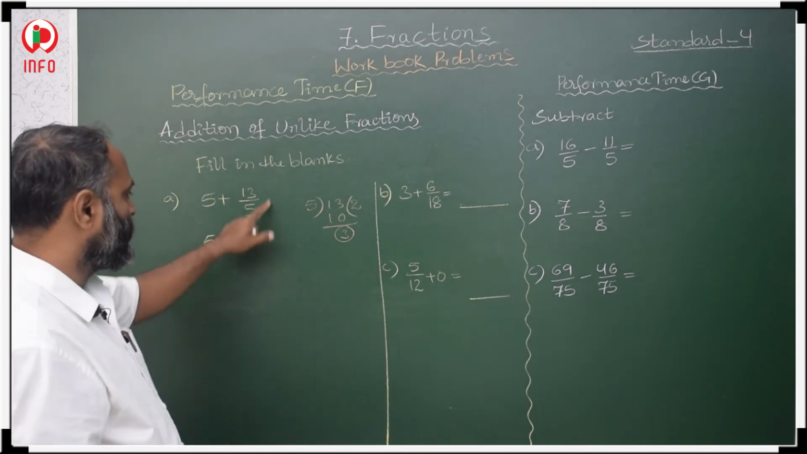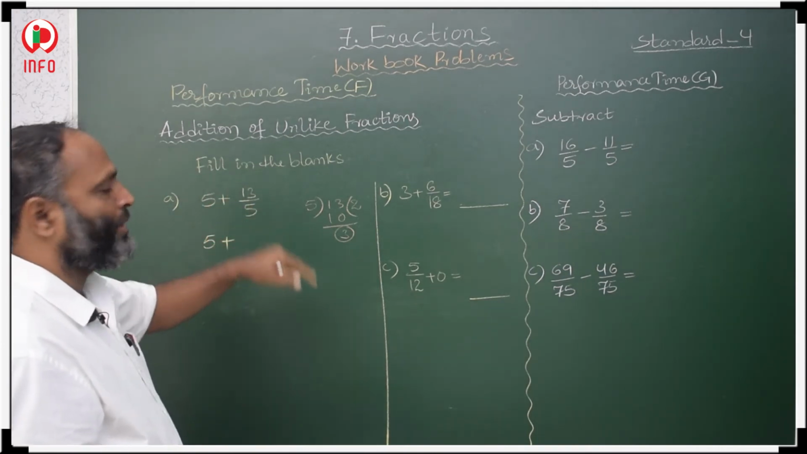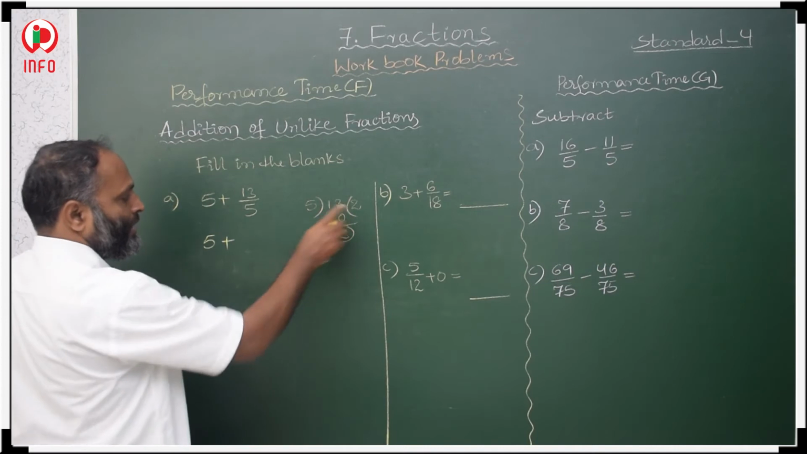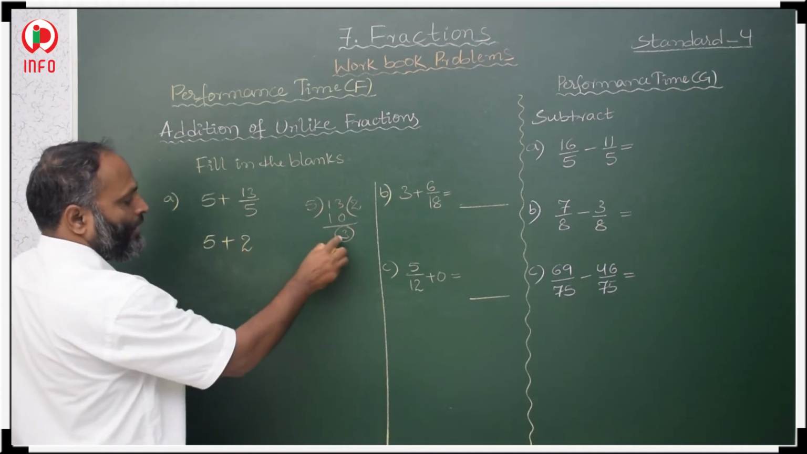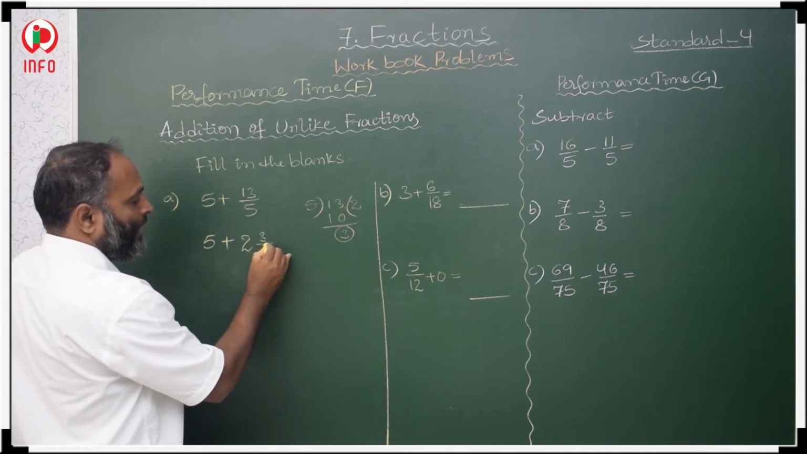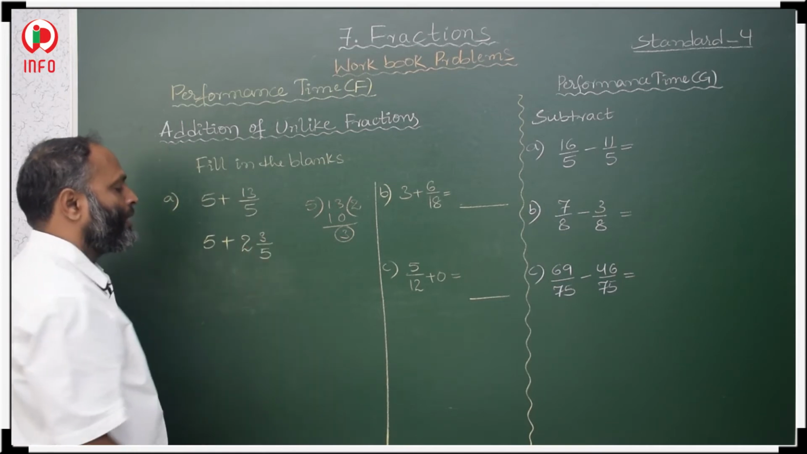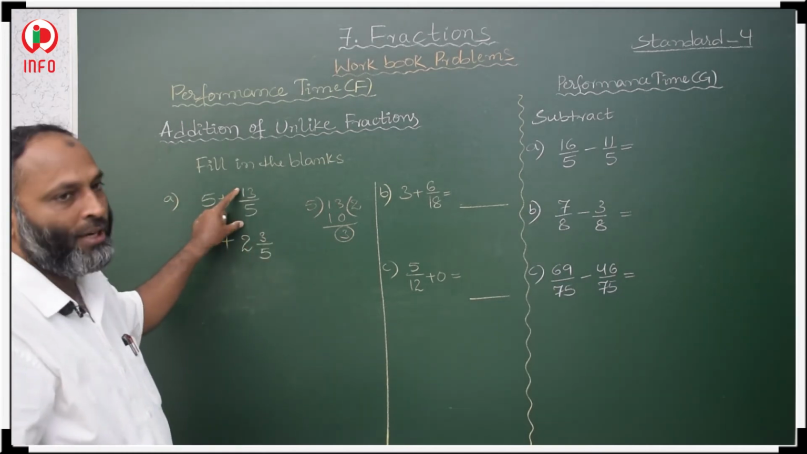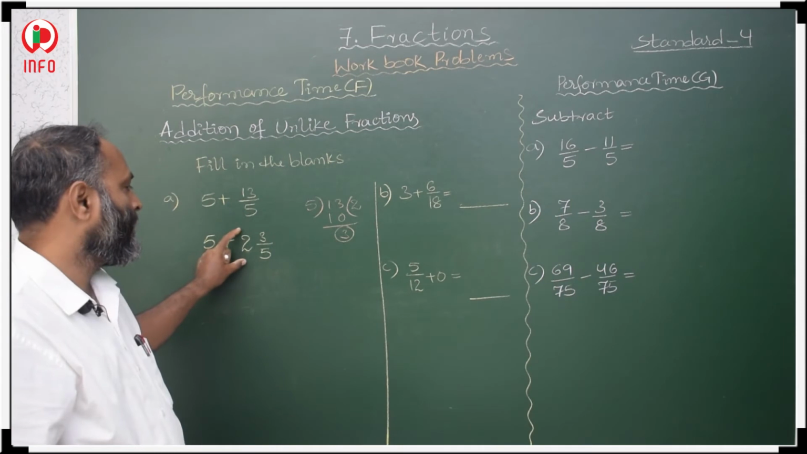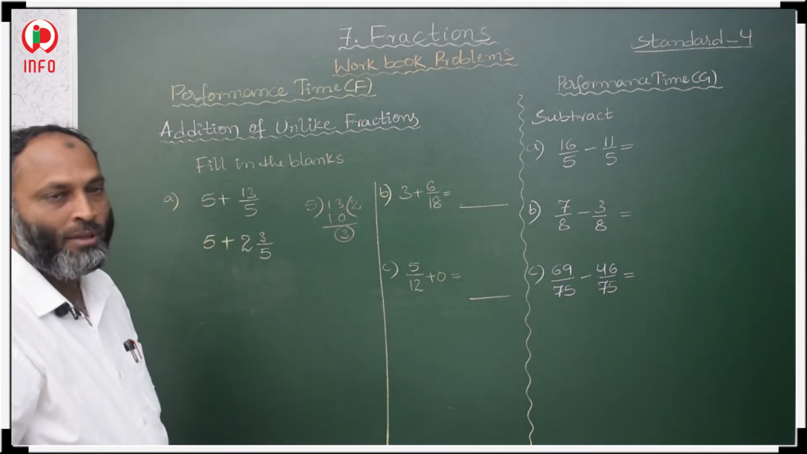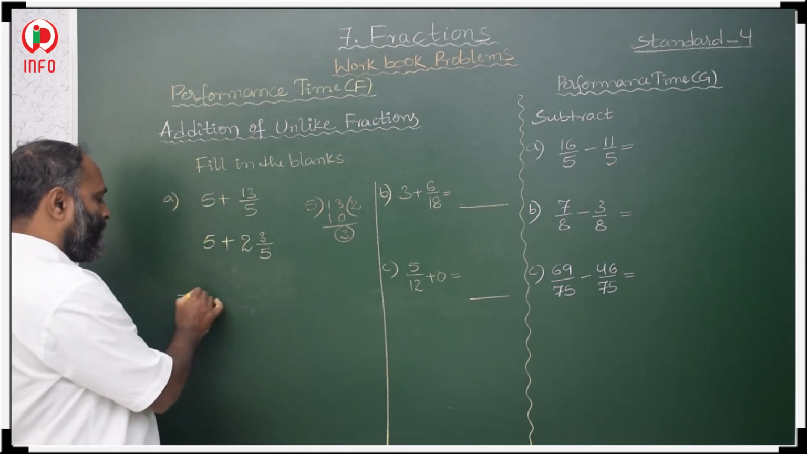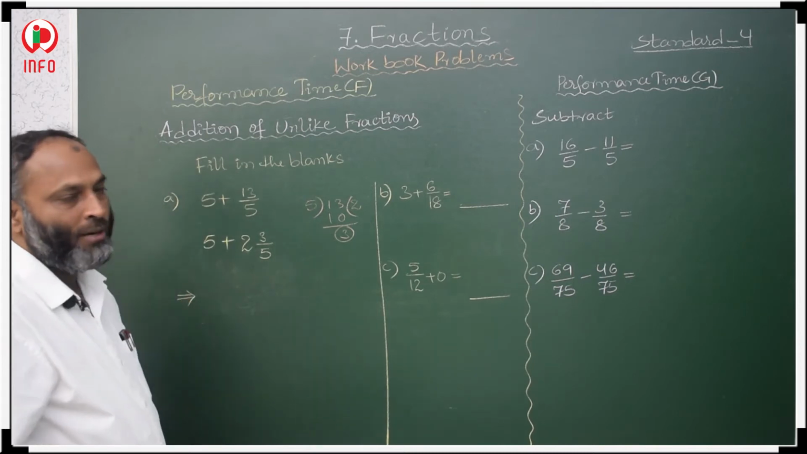So, what is this improper fraction into mixed form? The quotient, remainder, and divisor: 13 by 5, an improper fraction, we have to convert into mixed form. Then after that, how to add? We have to add the whole part first.